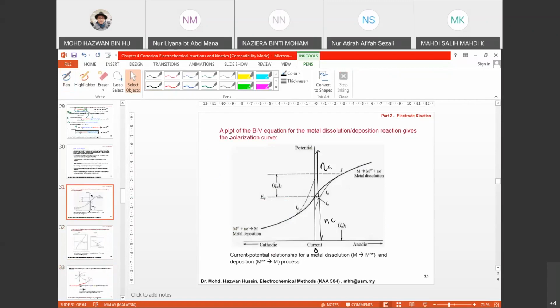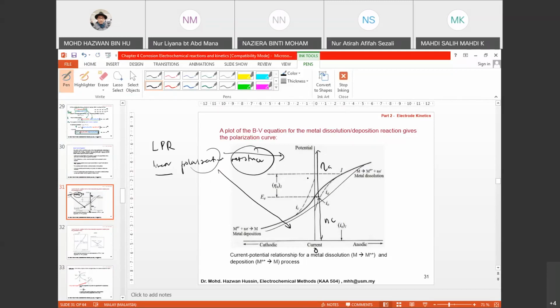So the Butler-Volmer curve, like this one, is often named as LPR, Linear Polarization Resistance. Why is it named linear? Because the plot is actually showing almost linear behavior. Polarization, because of the phenomenon, we experience anodic and also cathodic polarization. Resistance, where does this resistance come from?